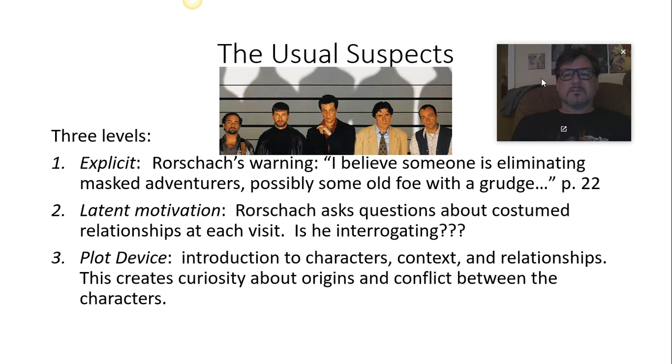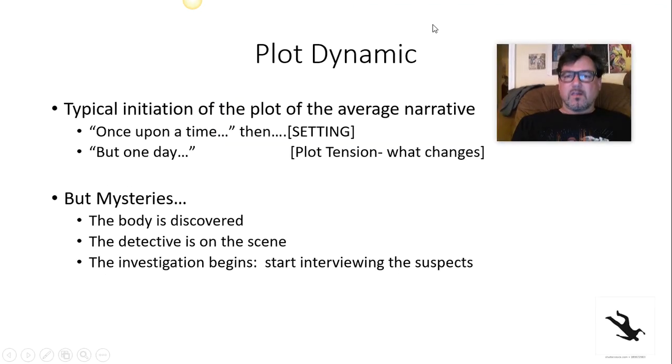So let's talk a little bit about some of the plot dynamics. The plot dynamics in a typical narrative start off by creating a setting and then creating plot tension. The setting: once upon a time there was a beautiful whatever, and then but one day there is a conflict that's introduced. In other words, the status quo of the setting is disrupted. Interestingly, mysteries have a slightly different dynamic. Mysteries start with a clue or a body. The detective comes on the scene and the investigation begins. And tension builds as the clues start to mount and connect. Then there are usually obstacles to finding the clues, like a chase or an interrogation or something like that.